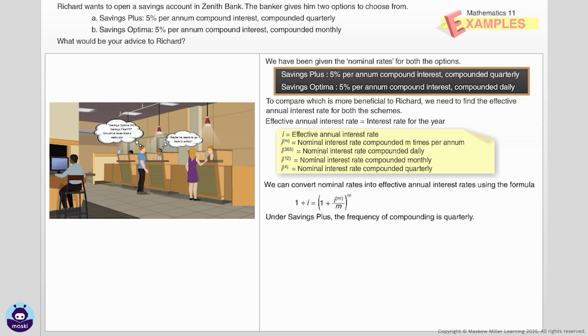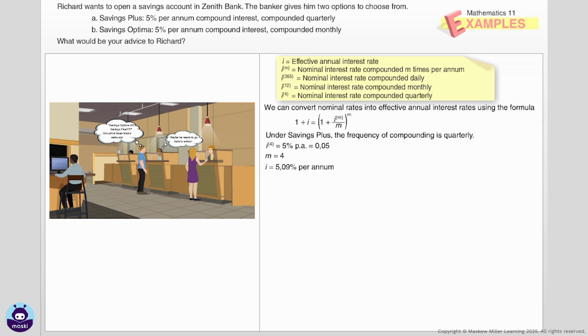Under Savings Plus, the frequency of compounding is quarterly. I4 equals 5% per annum compounded quarterly equals 0,05 per annum compounded quarterly. M equals 4. Substituting the values of I and M in the formula, we can calculate the effective annual interest rate I. I equals 5,09% per annum compounded annually. Therefore, the effective annual interest rate offered by the bank under Savings Plus option is 5,09% per annum.